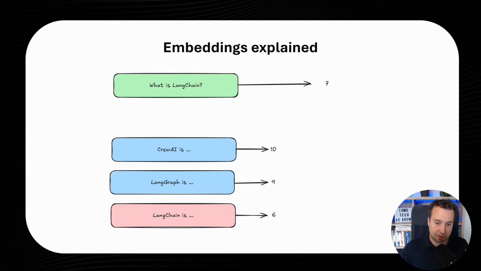So in our semantic database, we have other pieces of text, and they also have an embedding that represents their meaning. So you see that Crew AI is represented by 10, LangGraph is represented by 9, and LangChain is represented by 6. So if you would do a search in a semantic database with the text, what is LangChain, which is represented by 7, we would then find the number 6, which is representing the explanation of LangChain.